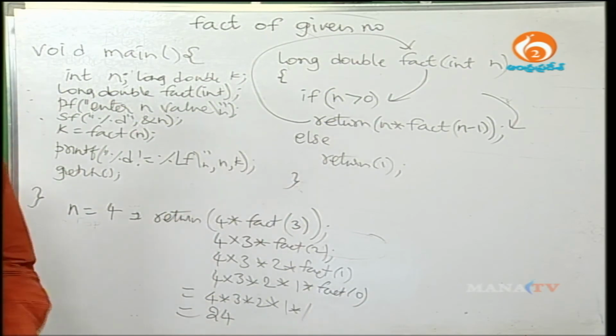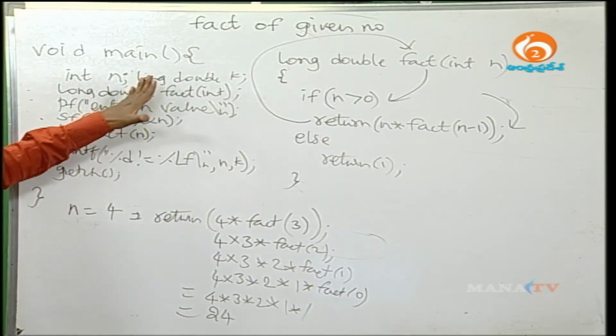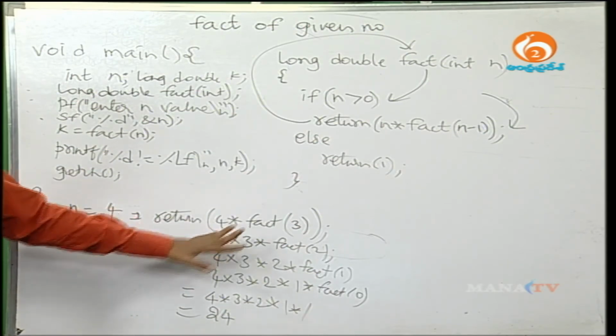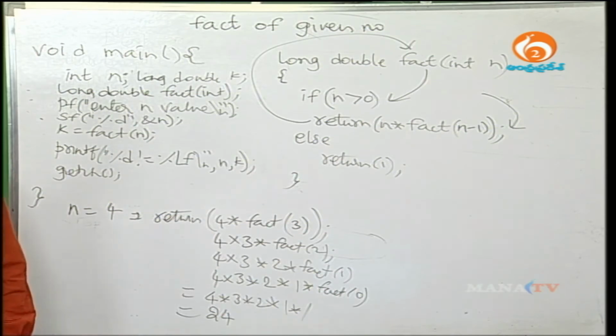So a function is calling itself here. I think you have copied this one. Because n equal to 4, here 4 function calls are involved. So, this is the recursion function.